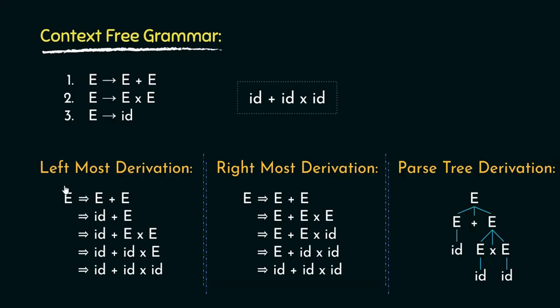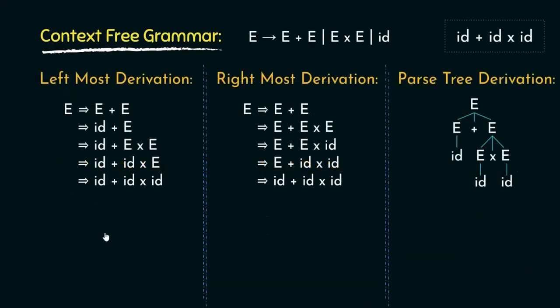We also observed that using the leftmost, rightmost, and parse tree derivation, we finally achieved our intended string. Let's now observe if there is any other way to derive the same string using these procedures. Let's begin with the leftmost derivation method. Now the last time from the start symbol e, we derived e plus e using the rule e can be rewritten as e plus e. This time, let's use the next rule, that is, e can be rewritten as e into e.